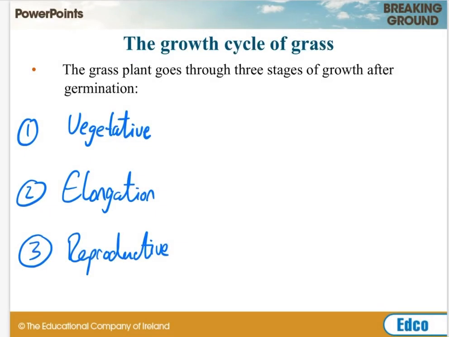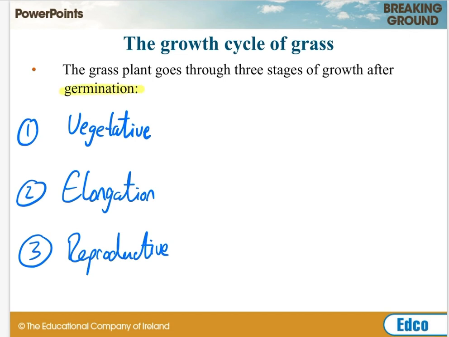Right guys, so today we're going to be looking at the growth cycle of grass. So the grass plant goes through 3 stages of growth after germination, and they are the vegetative stage, the elongation stage, and the reproductive phase. So what is germination first of all?